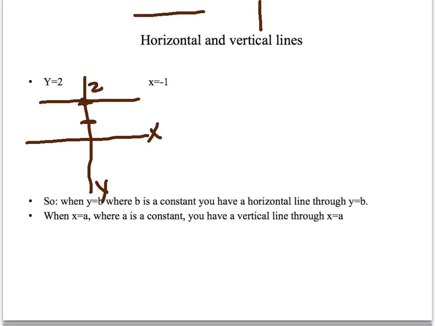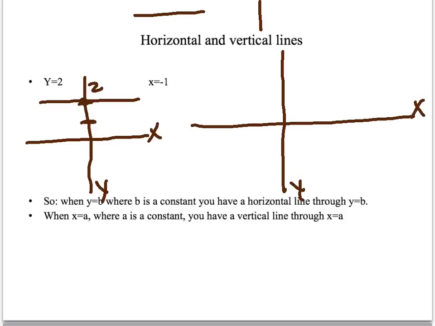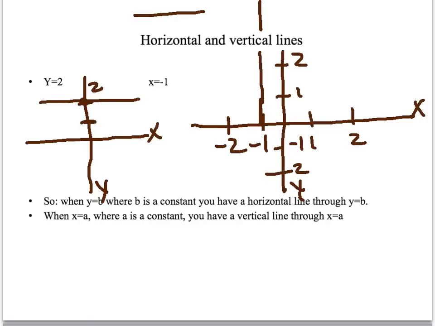And then x equals negative 1. This is x. This is y. I've got negative 1, negative 2, 1, 2. All right. Where is x equal to negative 1? It's right here. So I'm going to have a line that goes through negative 1 always.